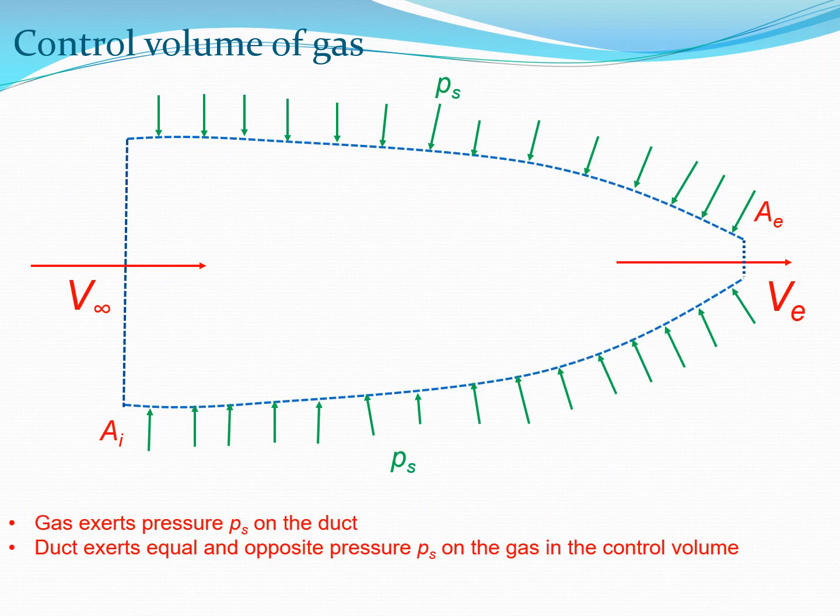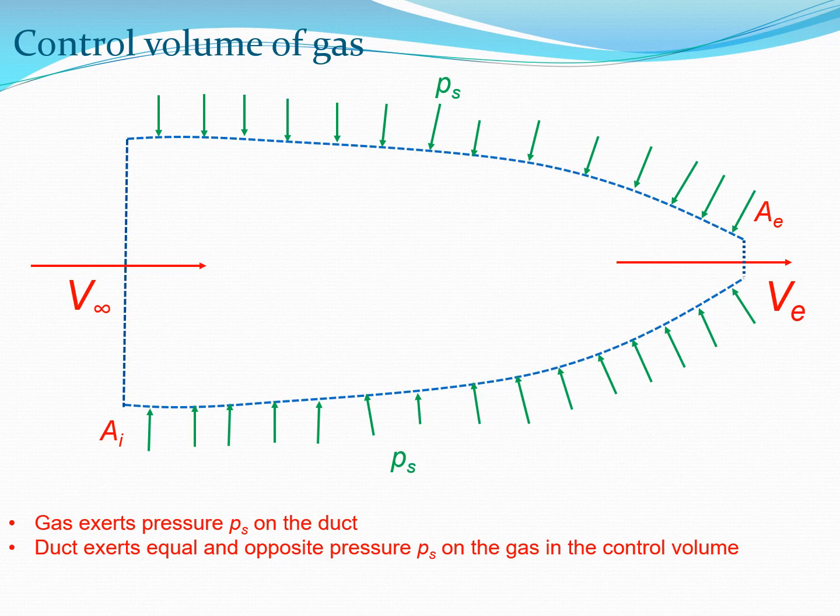Now to get the estimate of that PS part of the problem, what we are going to do is look at the control volume of the gas. And now we know that the gas also exerts pressure on the duct. So the gas is going to act in this manner. There is going to be this pressure system PS acting on it. And the duct is going to exert equal and opposite pressure PS on the gas in the control volume. So this is how the figure is going to look, at least on these two surfaces here of the control volume.